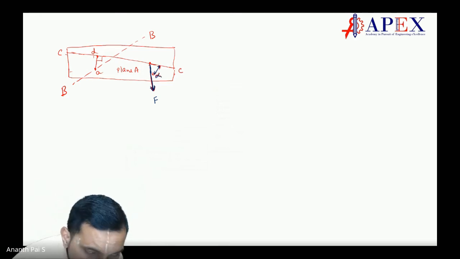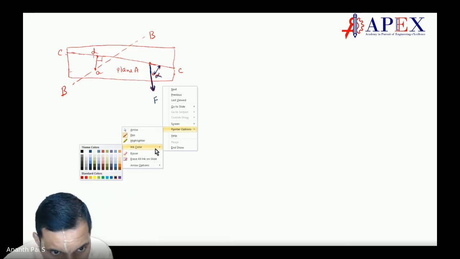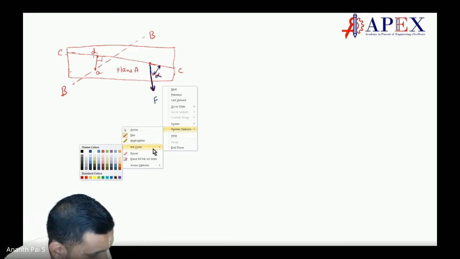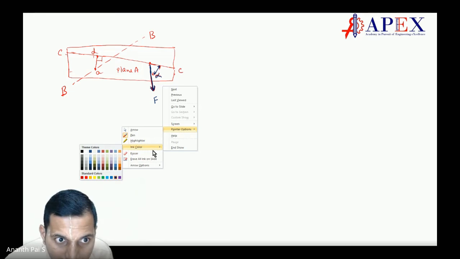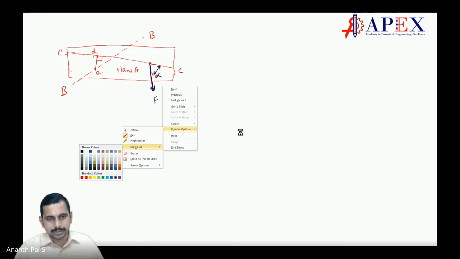The component of that force F in two directions can be, say, one perpendicular and the other one. So let us go with another color, green. Oh, students, it has stuck.